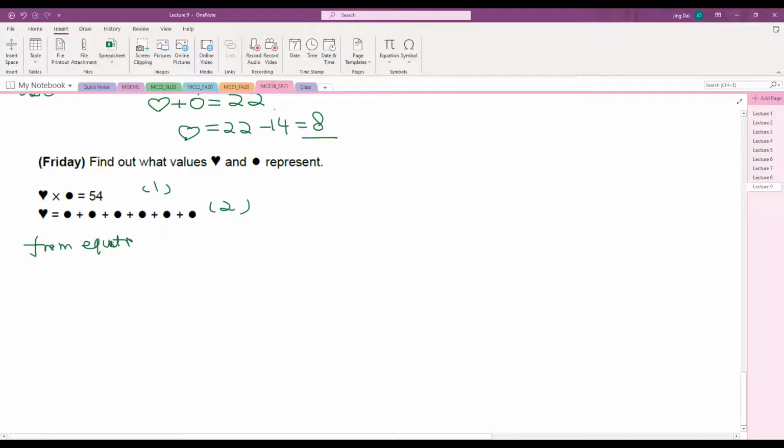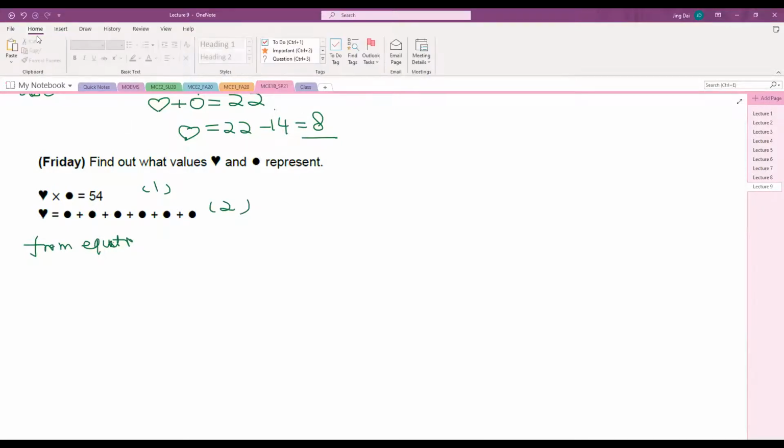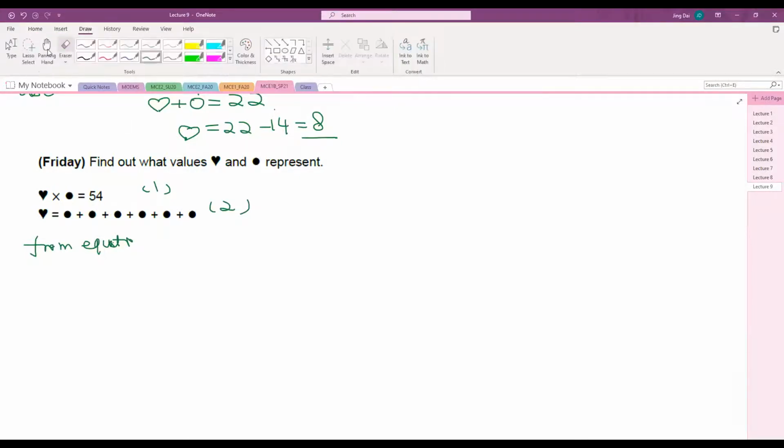I need to erase this. Let's erase equation. Have to spell the whole thing. Equation 2. Ethan Roberts said, now we know heart equals 6 circles. So I can say this is equation 3.